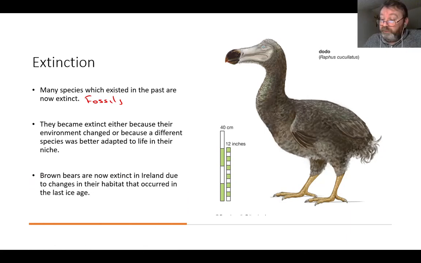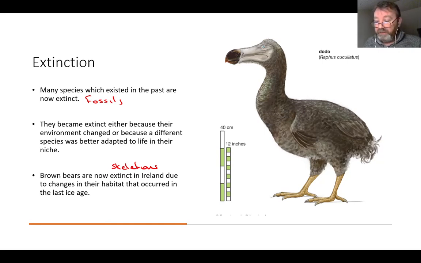Brown bears, which we know, are now extinct in Ireland. Now you might say to yourself, did we ever have brown bears in Ireland? Yes, we did, because they have skeletal remains left behind. We can find the skeletons of brown bears in caves all over Ireland, okay? But we don't have them anymore. It doesn't mean that the brown bear is extinct worldwide. It just means it's extinct in Ireland, again, because we think that the environment changed, okay?